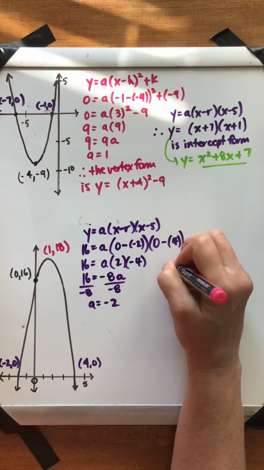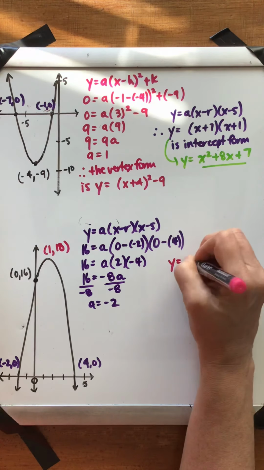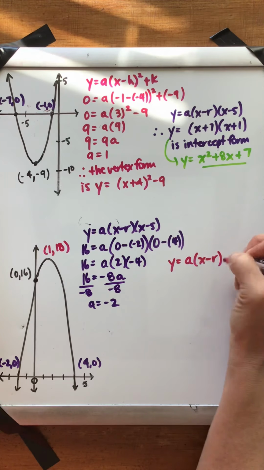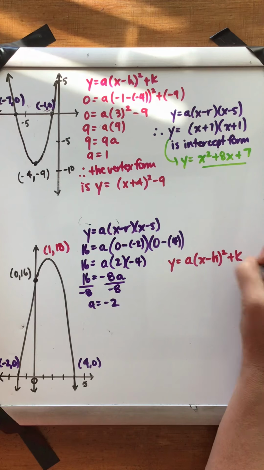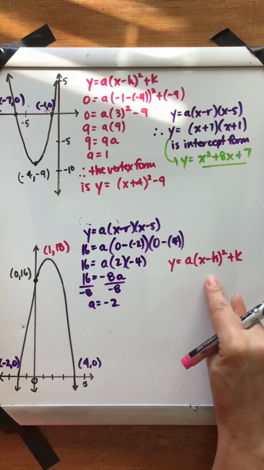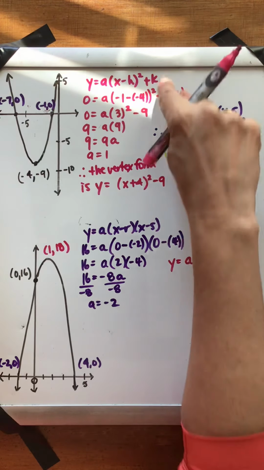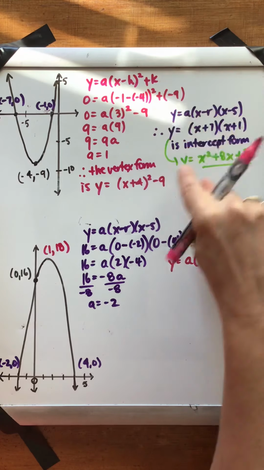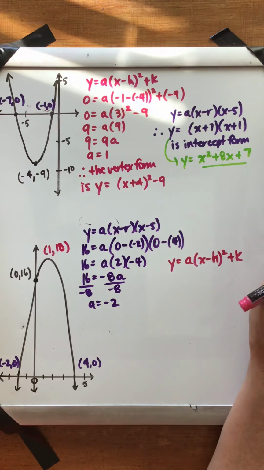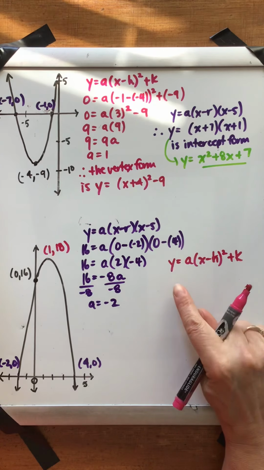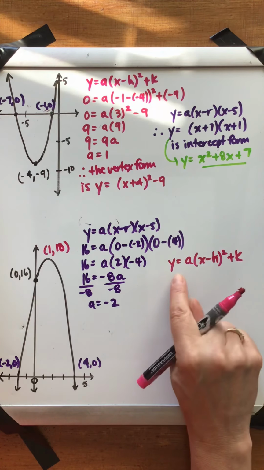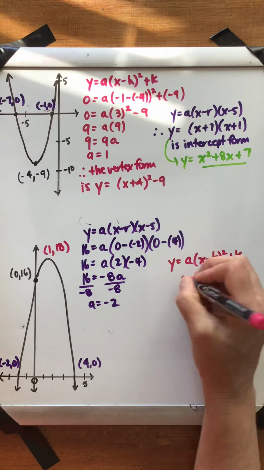So vertex form is y equals a times x minus h squared plus k. By the way, these general formulas for intercept form, vertex form, and standard form, ax squared plus bx plus c, would always be given to you on a summative assessment. But I think you'll find that you're going to get to learn them through practice anyway. So at this point, if we want to come up with the equation, we can sub in a value because we know it's -2.